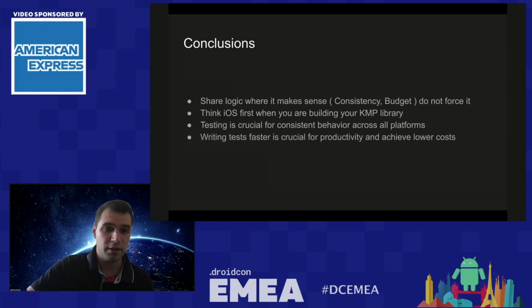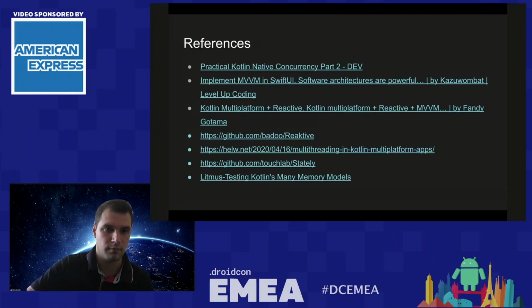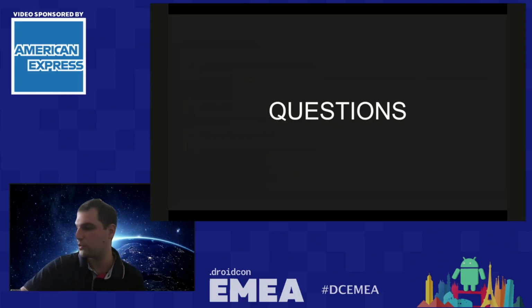Another important point is that writing tests faster is crucial for productivity and achieving lower costs. So here, libraries like Mockingbird can help you keep the costs low and write faster tests. Here we have a couple of references, and we are open for questions.